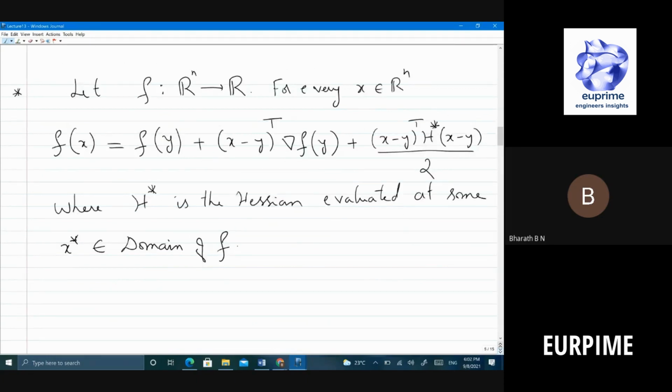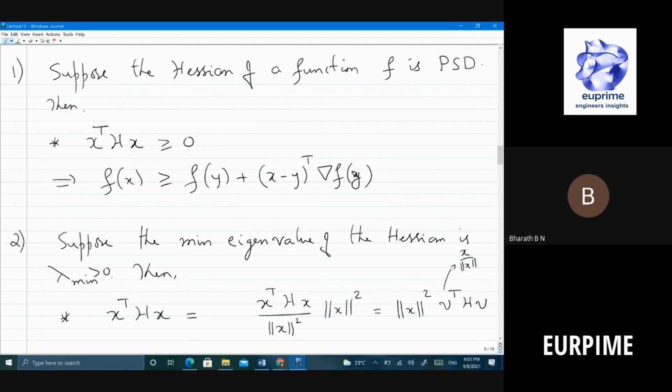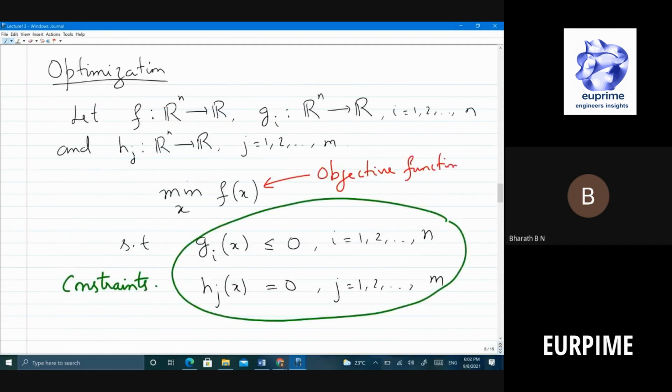Then we looked at a similar notion for a function mapping from Rn to R. Then we looked at a few consequences of this: if the Hessian is positive semi-definite, what happens and so on. And finally, we looked at a general optimization problem, how it looks like.